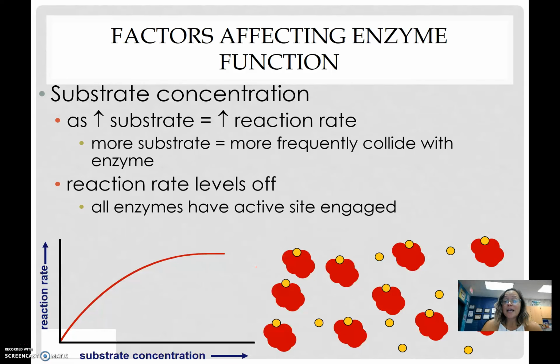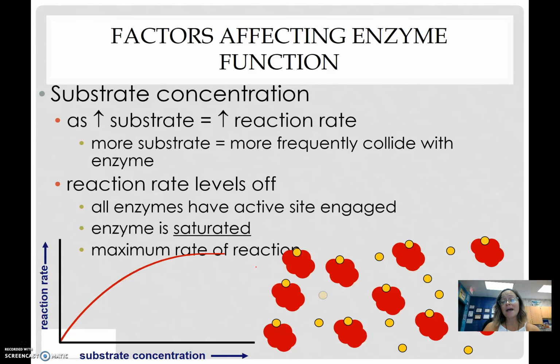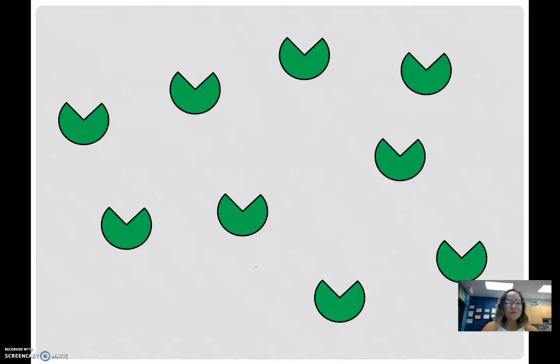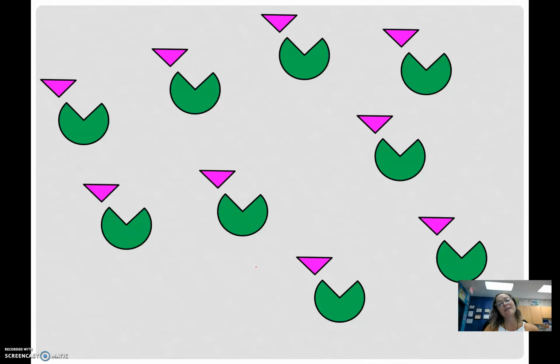But eventually over time it will level off because all of the active sites are working as fast as possible, and it reaches a maximum rate. So it doesn't matter how much substrate you add if there's a limited amount of enzymes. Here, if you have just a little bit of substrate, you get a little bit of product, but as you increase the amount of substrate, you also increase the amount of product.